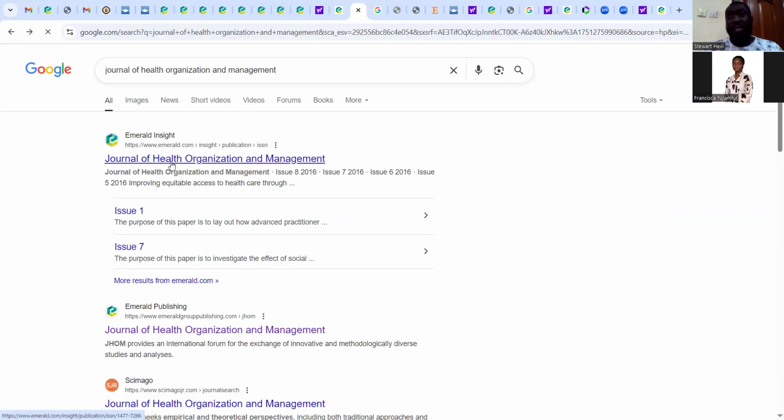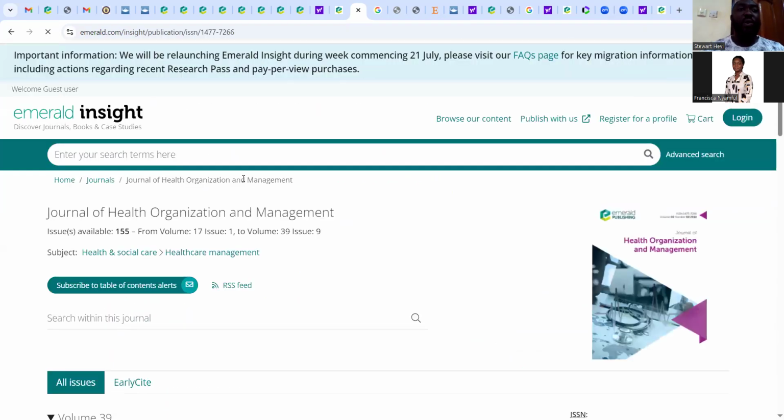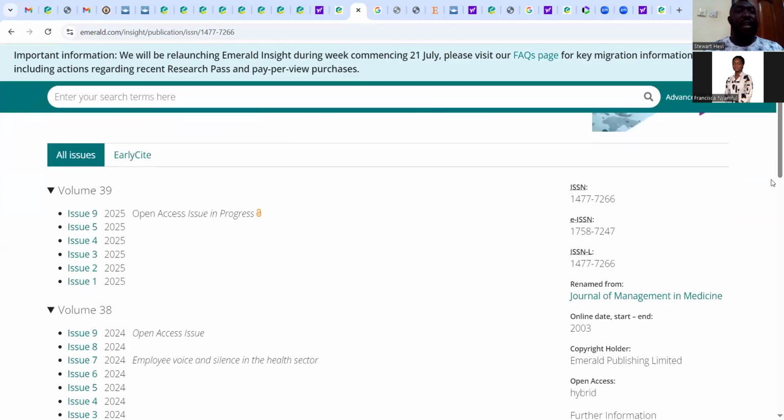This one gives us issues and volumes. Once we open this, we can go down and look at it. It has a volume and then issue. So it tells you issue 1, 2025, issue 2, 2025, issue 3, 2025, issue 4, 2025, issue 5, 2025, issue 9, 2025, and it all falls under volume 39. Are you getting it? So let's just open one.